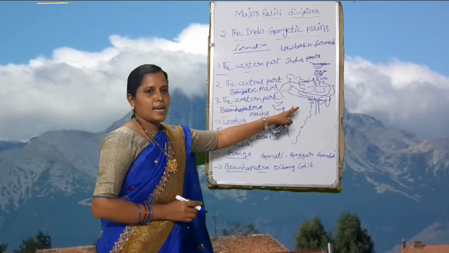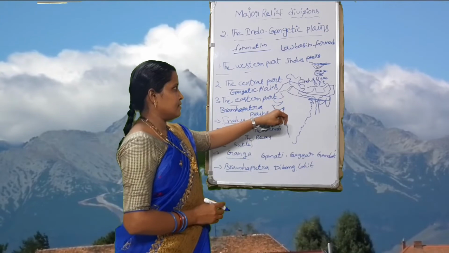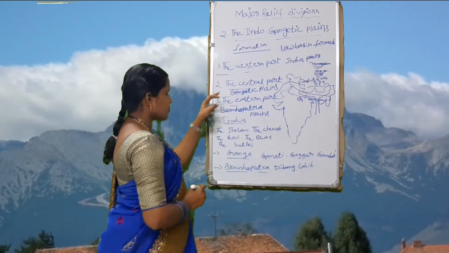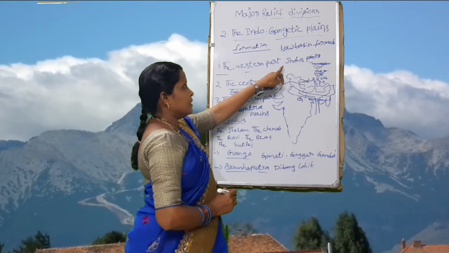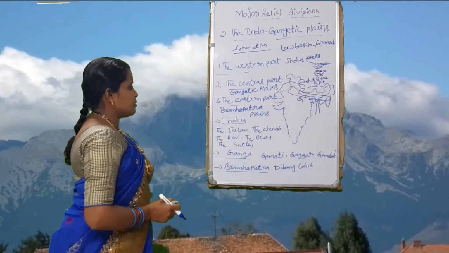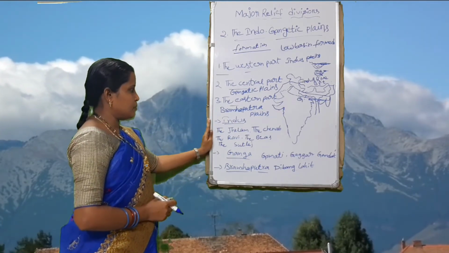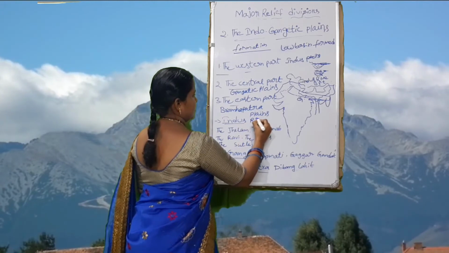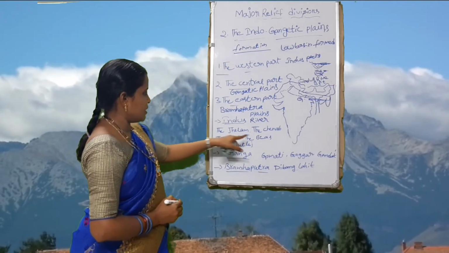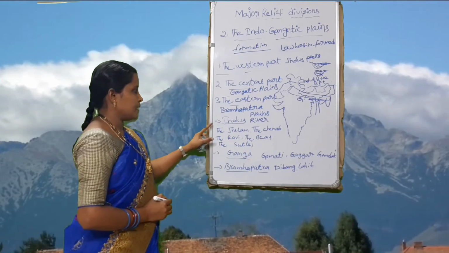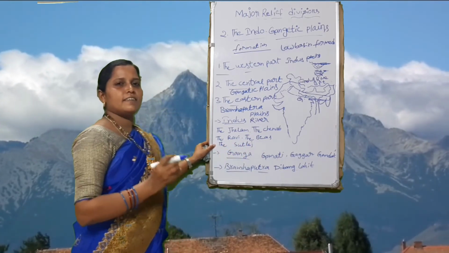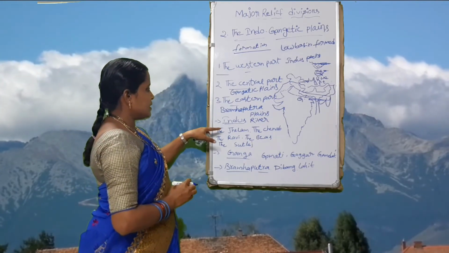The Indo-Gangetic plains are formed with the help of these three rivers. The first is the Indus River, the second is the Ganga River, and the third is the Brahmaputra River. The western part, the Indus plains, is formed with the help of the Indus River and its tributaries. What are the tributaries of the Indus River? Children, all of you look at the board carefully. There are five tributaries to the Indus River: the Jhelum, the Chenab, the Ravi, the Beas and the Satluj.